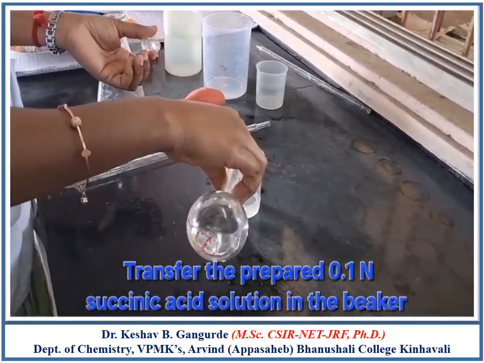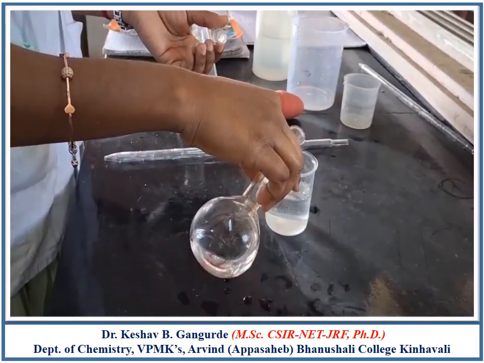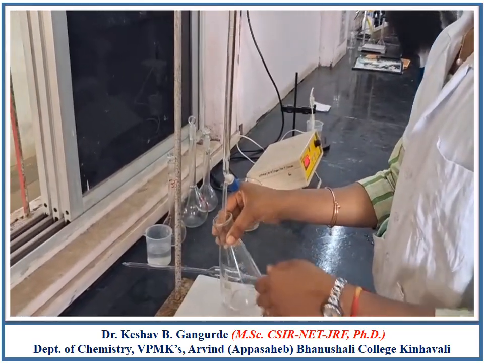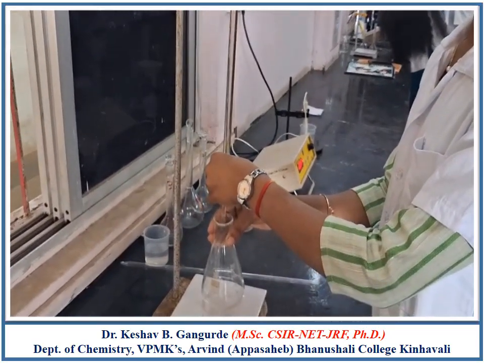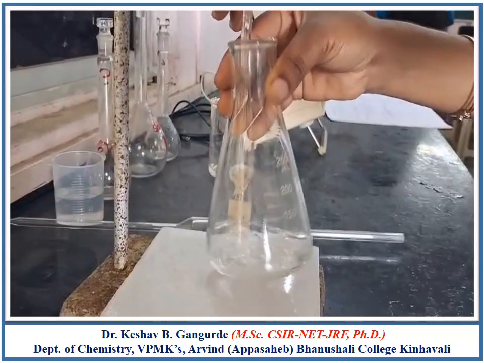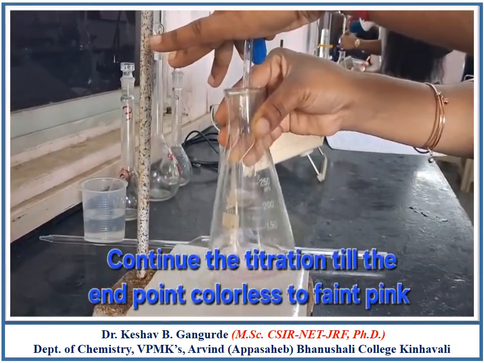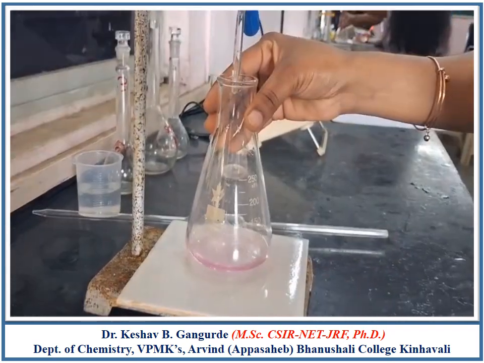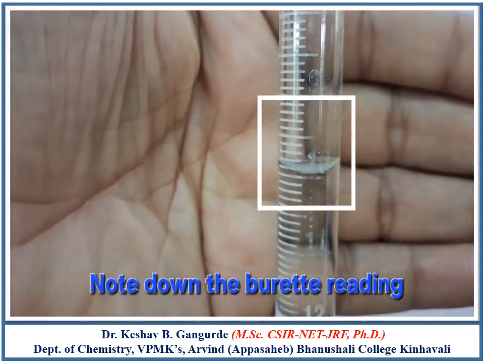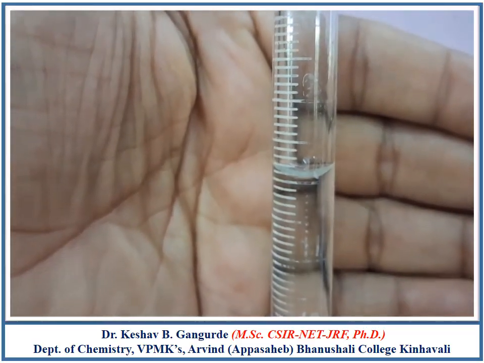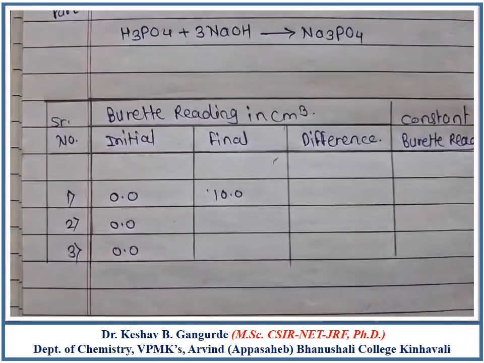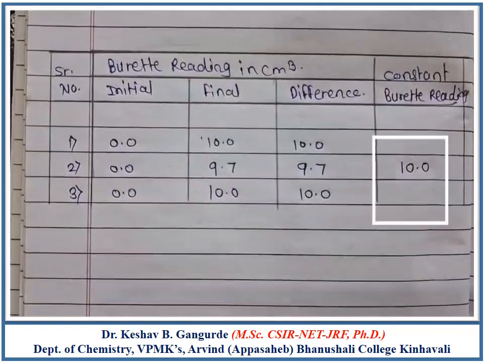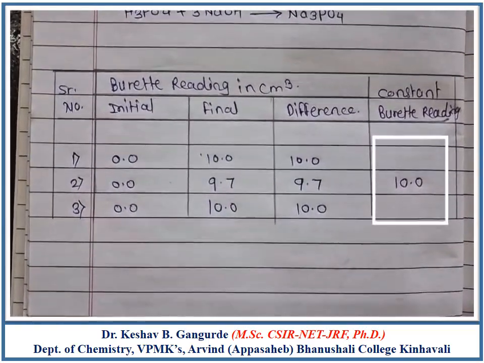Transfer the prepared succinic acid solution in a 100 ml beaker. Now shake the flask and titrate it with the burette solution, that is the given NaOH solution. Titrate the solution till the end point, colorless to faint pink. The burette reading, that is the end point, is 10 ml. Note down the burette reading and take two more readings to get a constant burette reading. Here the CBR is 10 cm3.